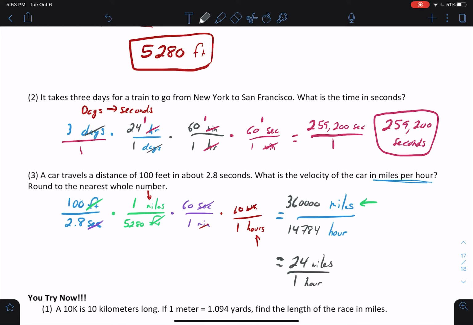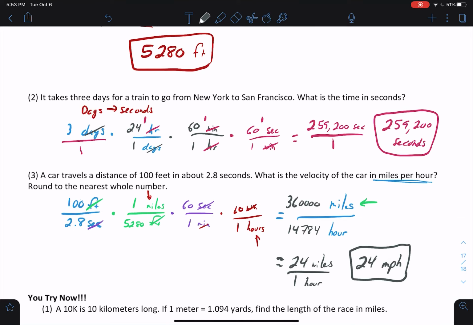Okay? More commonly, you're going to see this as 24 miles per hour, mph. So if a car travels 100 feet in about 2.8 seconds, that's the same thing as that car going 24 miles per hour. So if you're driving 24 miles per hour, that means you're going 100 feet in 2.8 seconds. How about that?